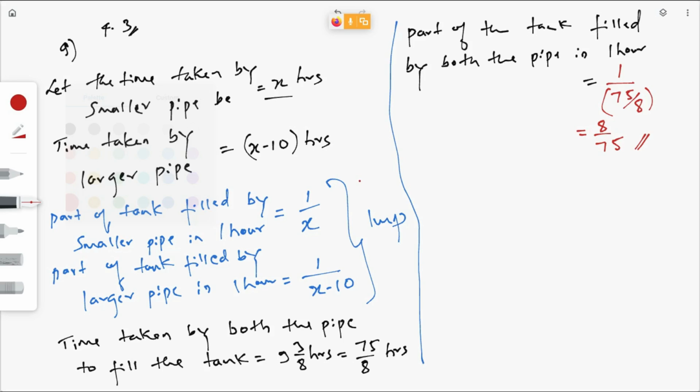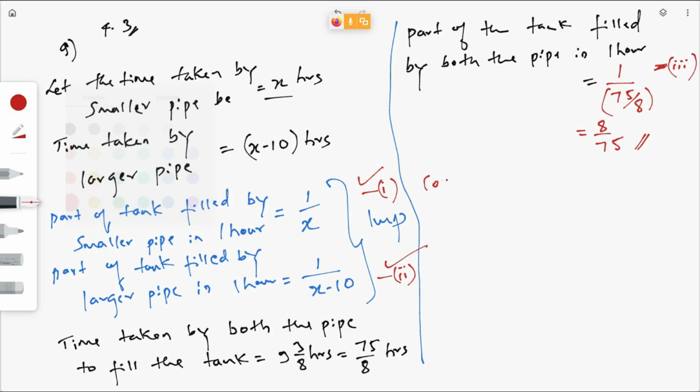Okay, now add these two. This one, part of the tank filled by the smaller pipe in 1 hour, the larger pipe in 1 hour, and both. Take this one as equation 1, this as 2, and this one is 3.